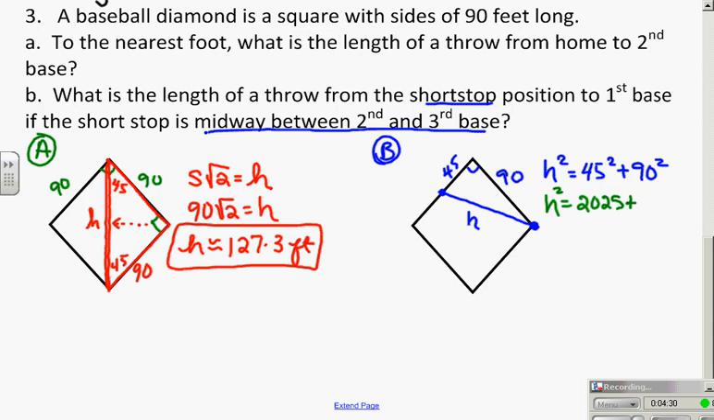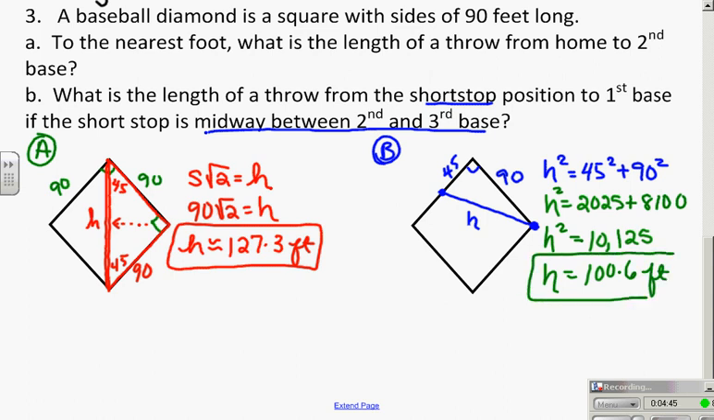So this means that h squared is equal to 2025 plus 8100, which means that h squared is equal to 10,125. Square root both sides. H is 100.6 feet.